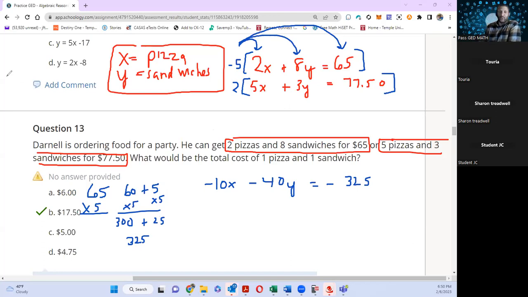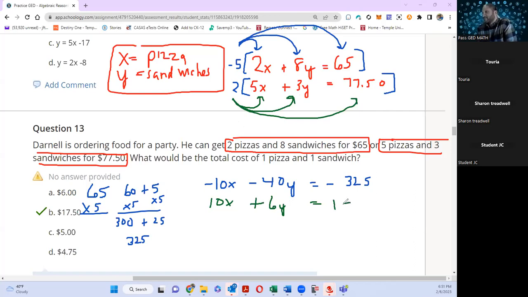Okay, so we got minus 325. Now we're going to go to the second equation. I'm going to change my color in that second equation to green. So what is 2 times 5x? It's 10x. What is 2 times 3y? 6y. And then what is 2 times 75? 150. Why? Because 70 and 70 is 140, and 5 times 2 is 10, so 150.